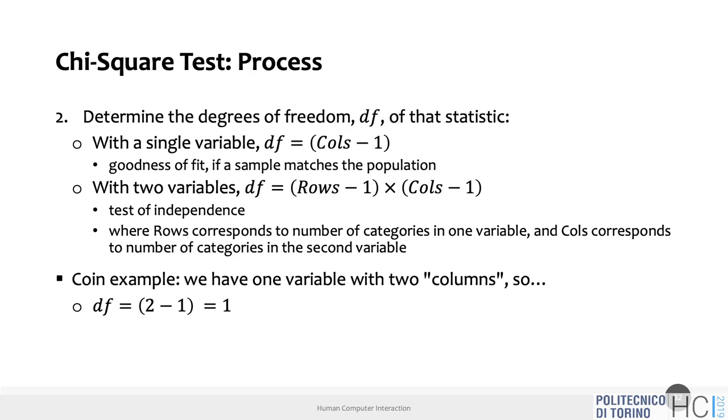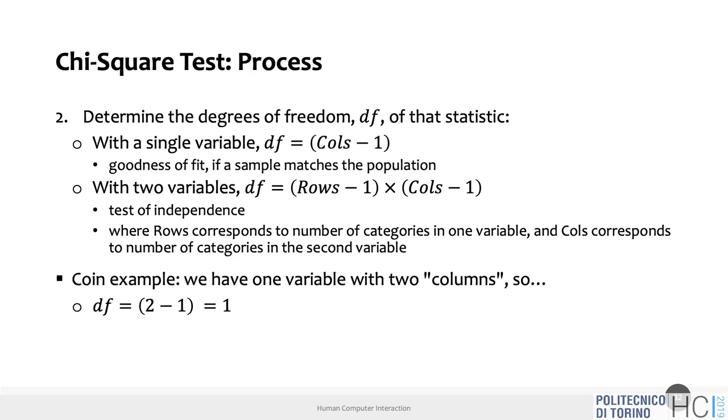In our case, and mostly for A/B testing, we have goodness of fit, because we typically have one independent variable with two or more factors, and so we compute the degrees of freedom with that formula. That is the number of columns minus one. So in our case, it's very, very simple. We just have one variable with two columns, so it's just two minus one, that is one.